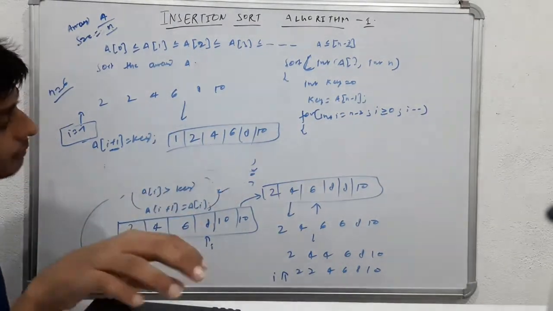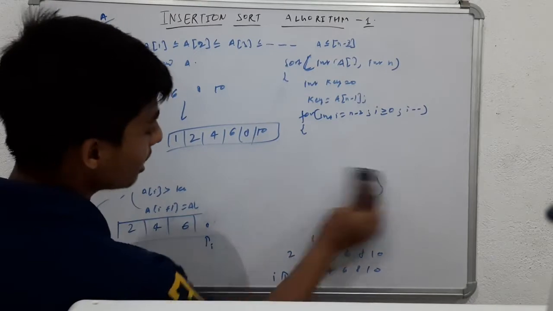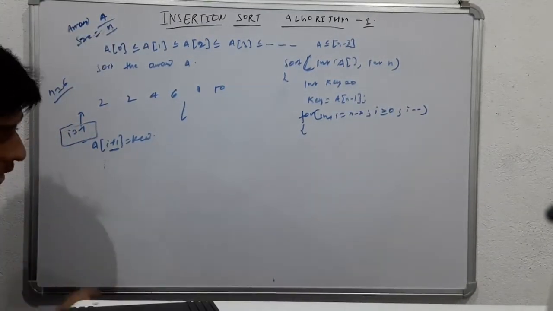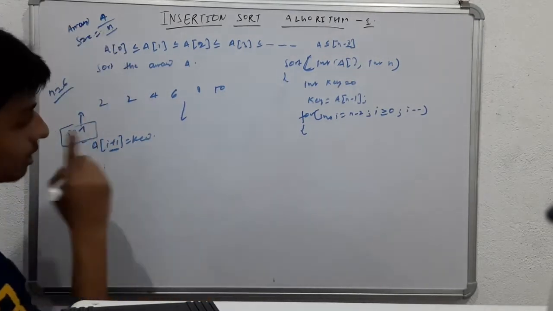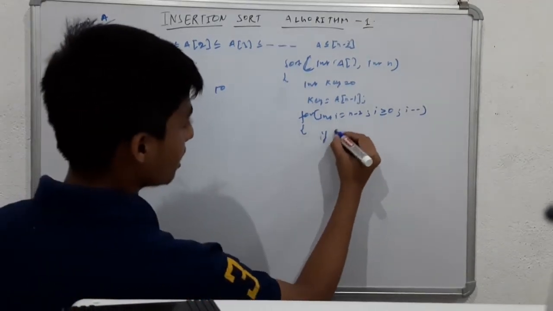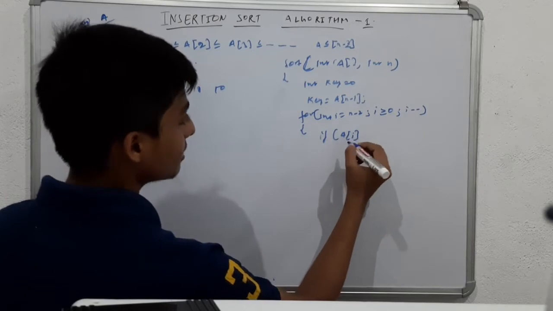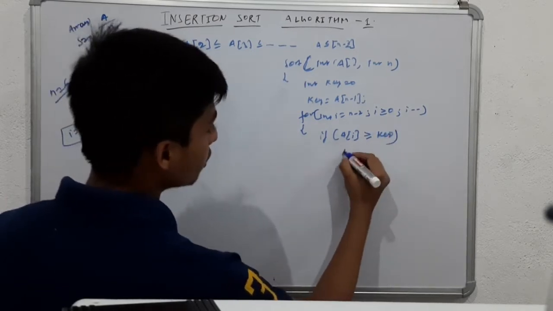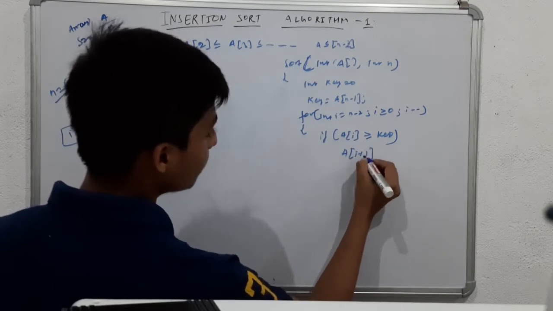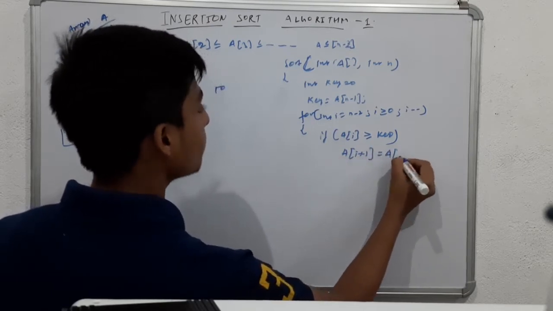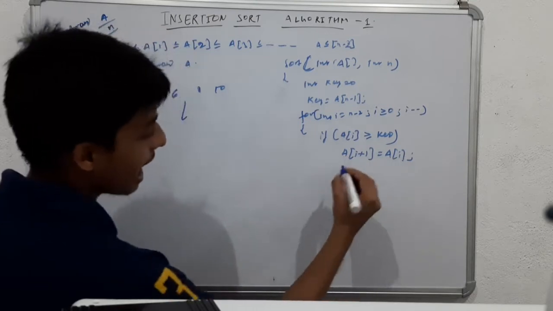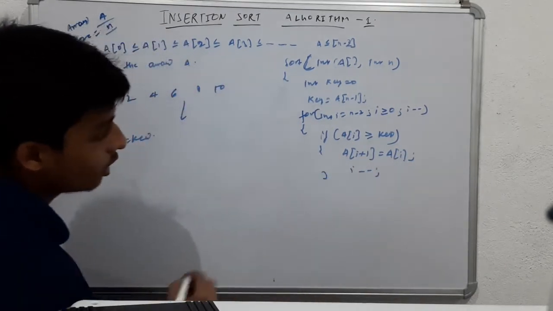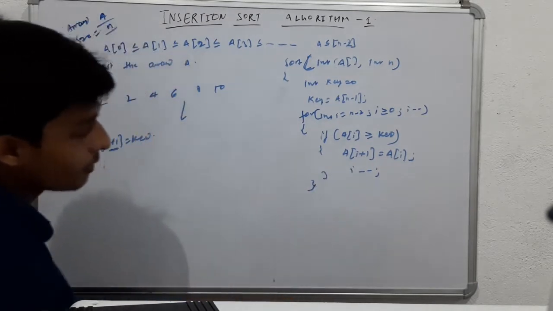So now let's erase this part and focus on the code here. As I have discussed, I will check the condition that if A of i is greater than or equal to key, then I am going to shift the element at the ith place by one place to the right, and at the same time I will decrement the value of i. So this is the if, and this is this, right?